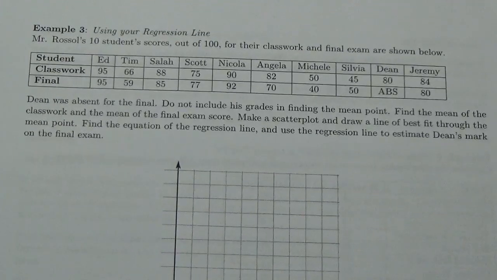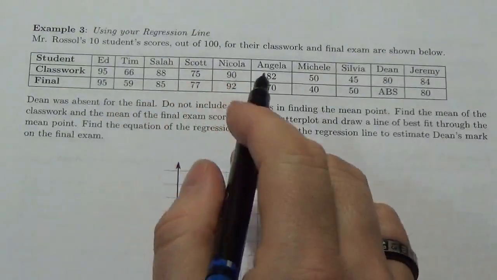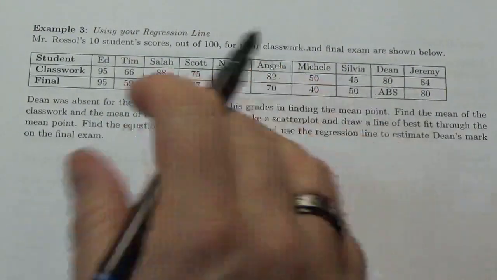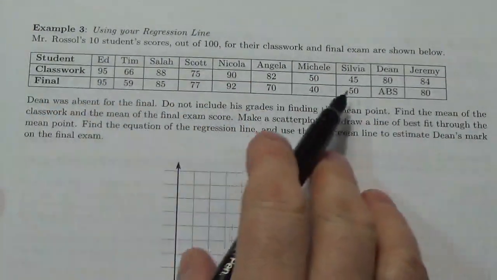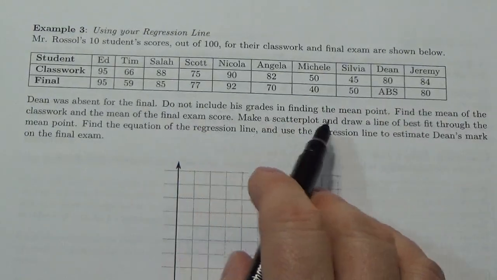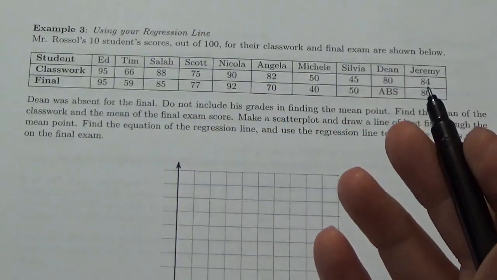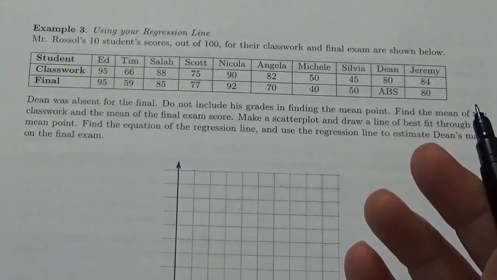Okay, so in this question, we've got Mr. Rossel's 10 student scores out of 100 for their classwork and their final exams, shown below. Dean was absent for the final, so we're not going to include his grades in finding the mean point. But we're going to find the mean point of the classwork and the mean point of the final exam score.